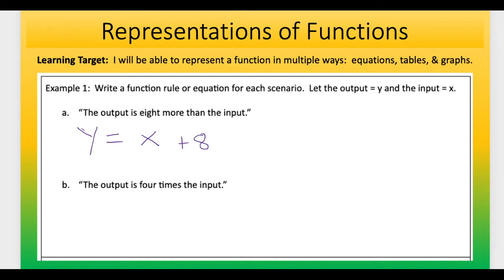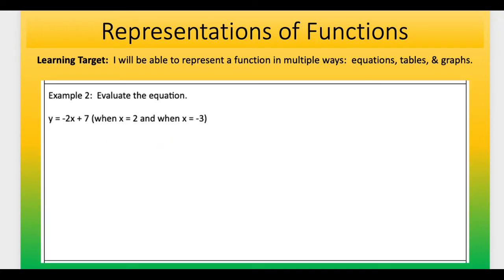Okay, on the next example, it says the output is 4 times the input. So once again, since we're calling the output y and it says the output is, I'm going to start it with y equals 4 times the input. The word times means multiplication, and the input is x, so I'm going to write this as 4x, because we know that when we have a variable and a number right next to each other, the operation is multiplication.